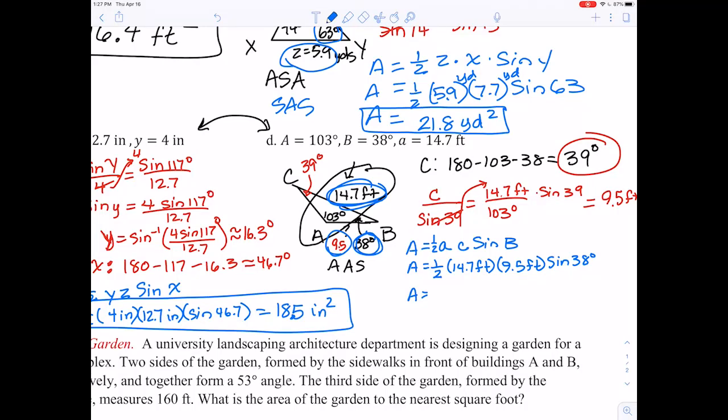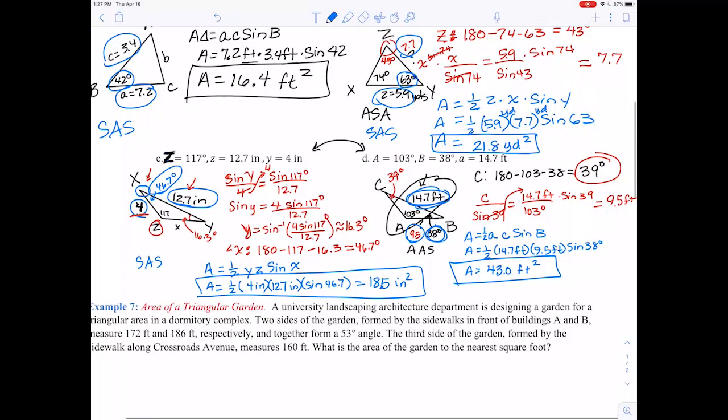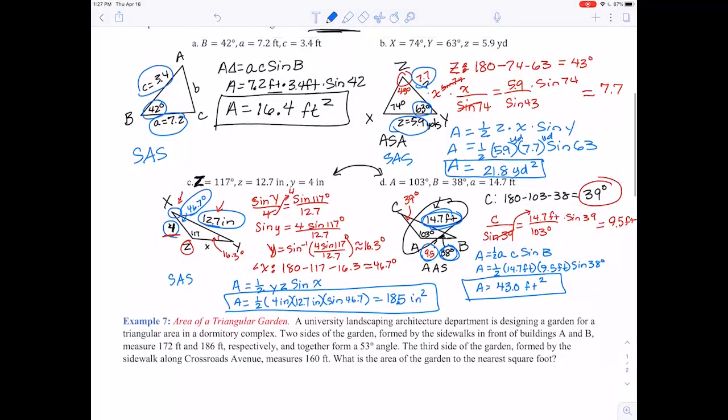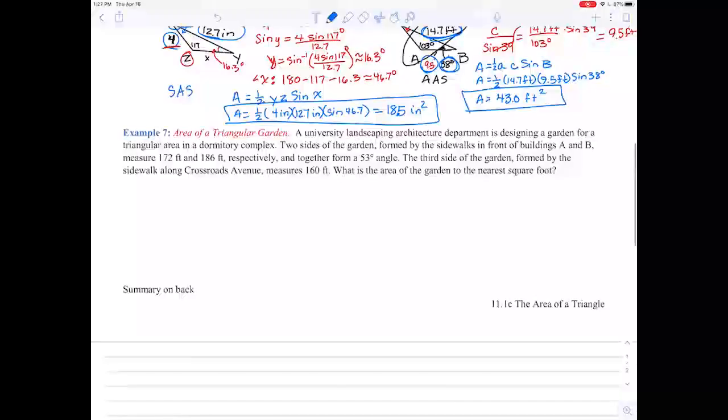I'm just double checking here. 9.5, 38, approximately 43.0, and that would be feet squared. And so that would be the area of problem D, the area of triangle ABC. Okay, so there are some examples of taking some given information and finding inputs for side, angle, side, and then using the formula to find area.